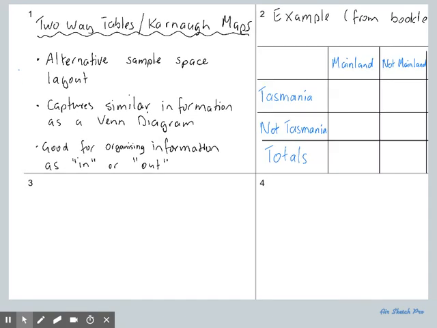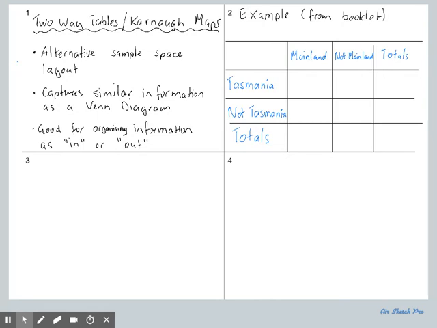Now I'm just going to zoom out so you can see the table as well from the booklet. Just for the purposes of the video, I'll read out rather than write the example there in example 1. 100 grade 9 students were asked about their summer holidays. 45 had gone to the mainland and 12 had had holidays on the mainland and in Tasmania. 15 students stayed at home. How many students had holidays in Tasmania?